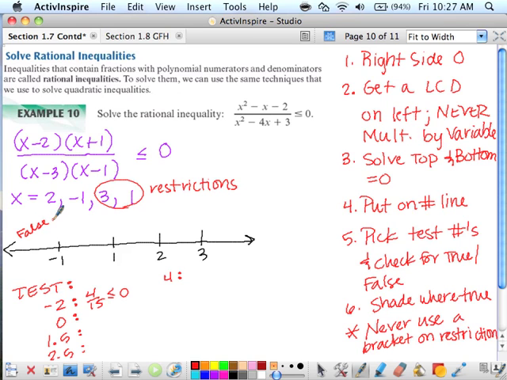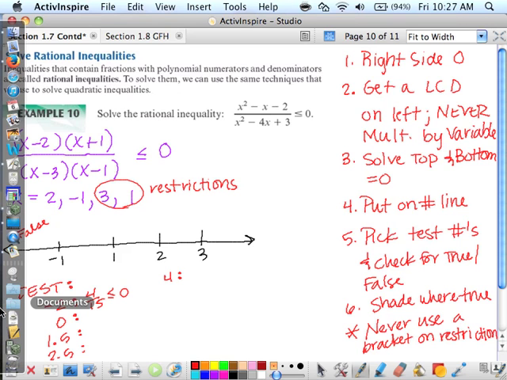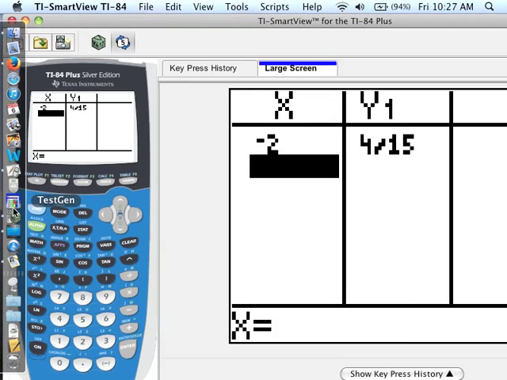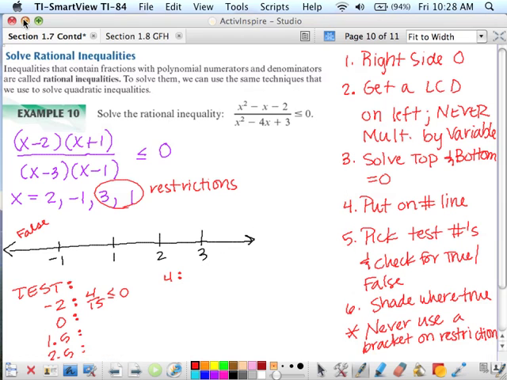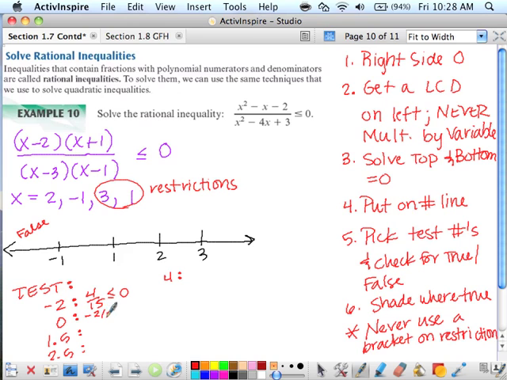Now let's plug in 0 and see what we get. If we go back to our table and we put 0 in, I get negative 2/3. So negative 2/3 is less than or equal to 0. True or false? True. So let's shade that piece. That piece right there, the second piece, is true.